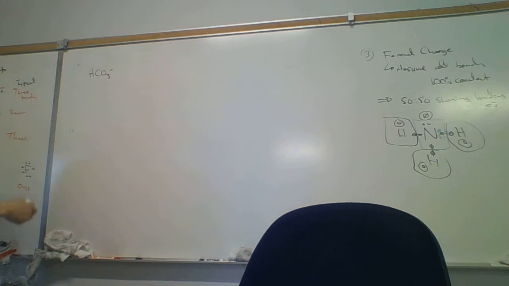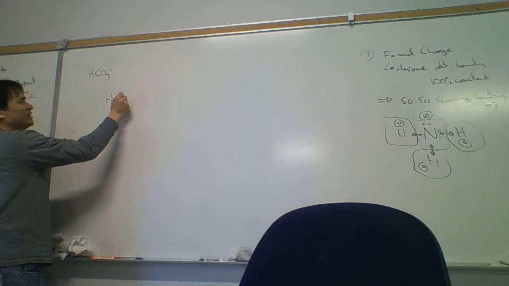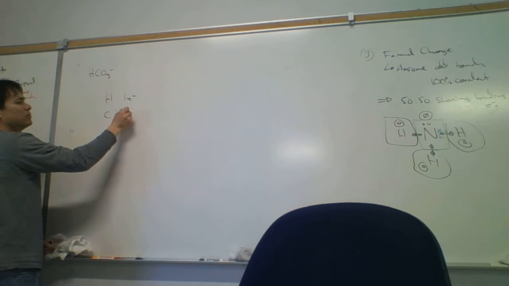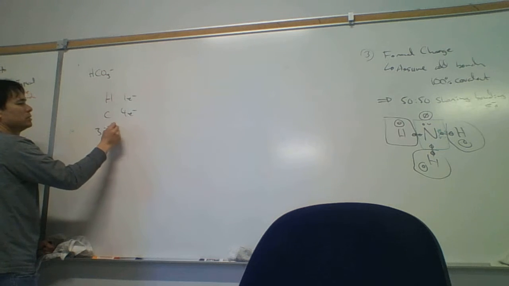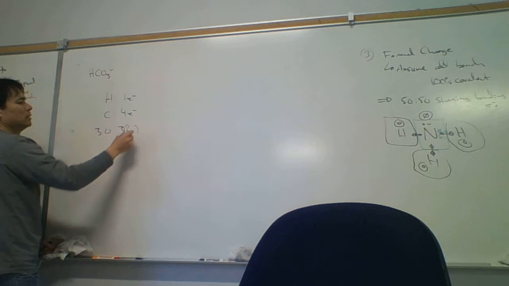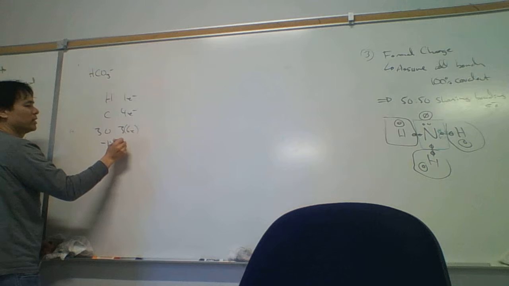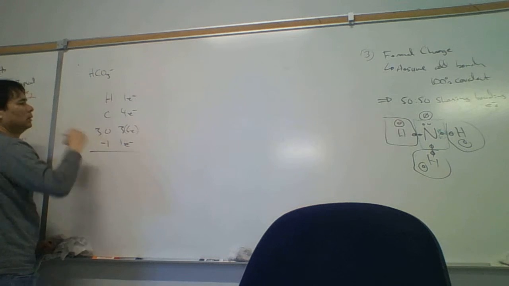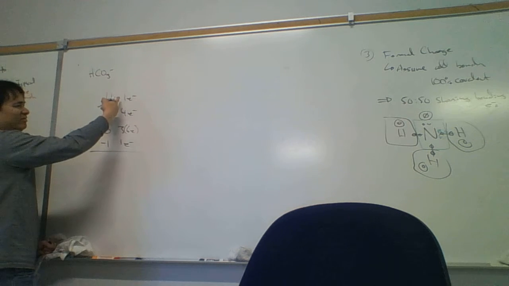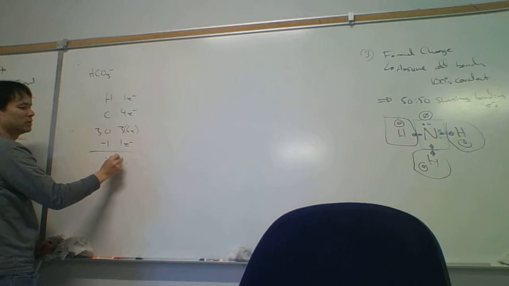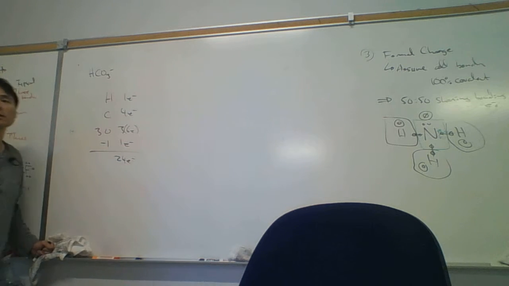Look at bicarbonate. Hydrogen contributes 1 electron. Carbon contributes 4 electrons. 3 oxygens is 3 times 6. It's 18 electrons. And then the charge. The charge is -1, so that's 1 extra electron. So we'll just add it up. 24 electrons. Okay, 24 electrons total again.